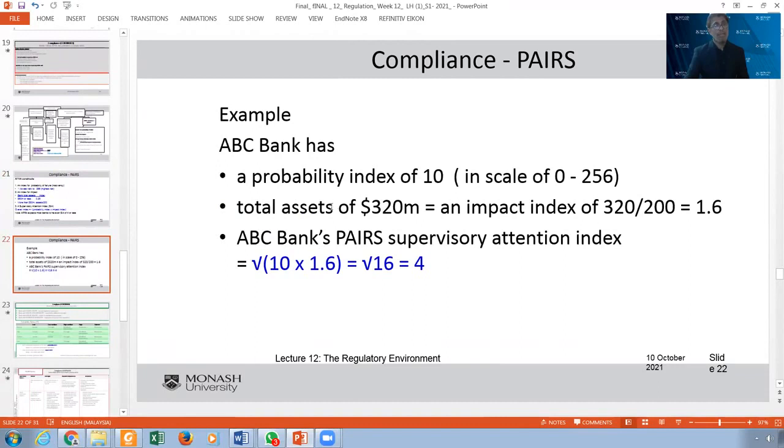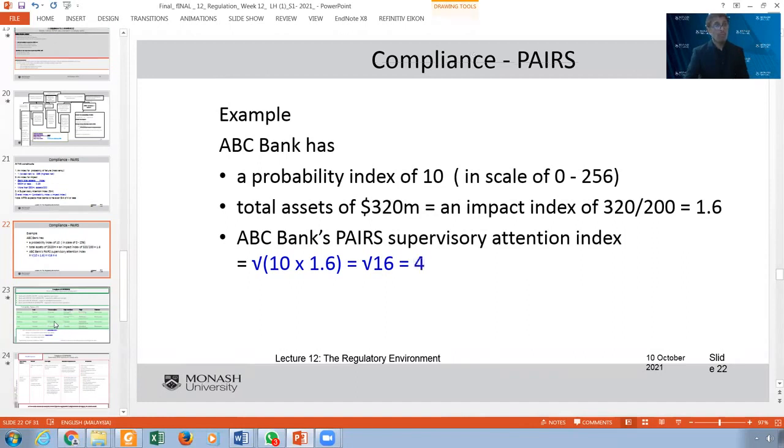Look, if you have ABC Bank, probability of index is 10, which is out of the 256. This is not really a risky bank. Total assets 320. Then you have to calculate the impact index, 320 over 200, 1.6. And then you have to calculate the tension index, which is the square root of 10 times 1.6. So it's 4, and 4 is accepted. They expect every bank to achieve a score less than 4, not to be risky.